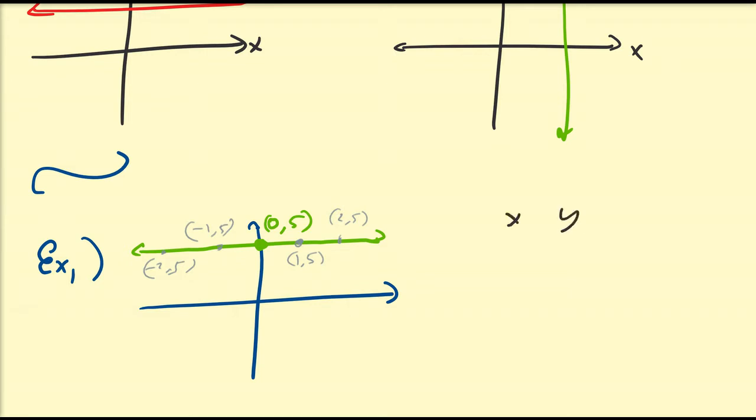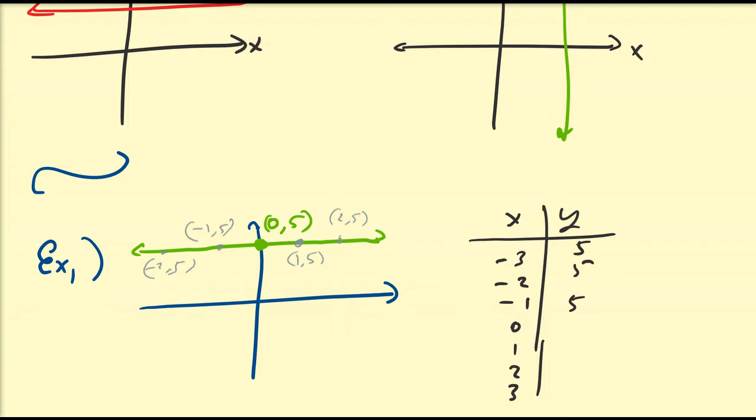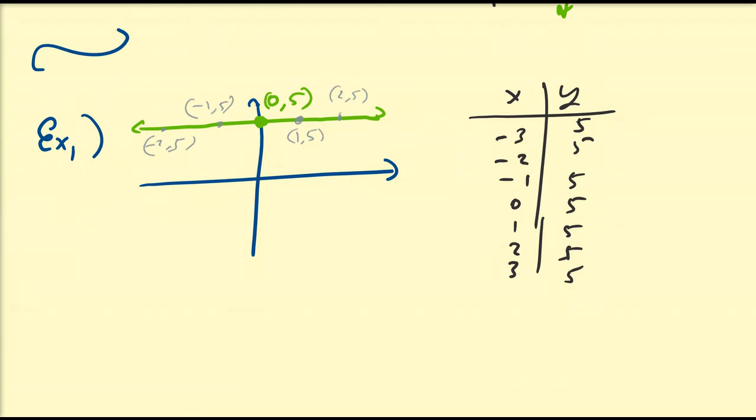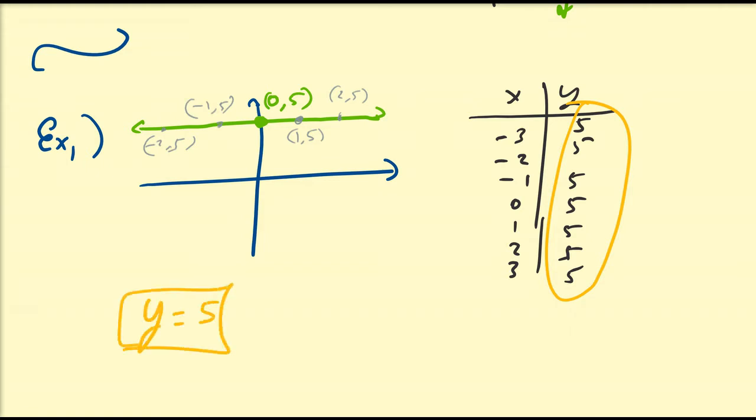So if we look at a table of values, for example, if we pick a bunch of points, -3, -2, -1, 0, 1, 2, and 3, then you're always going to get 5 as the output for that table of values. So regardless of the x value you have, there's always one thing in common, namely y is equal to 5. So y = 5 is the equation of this horizontal line.